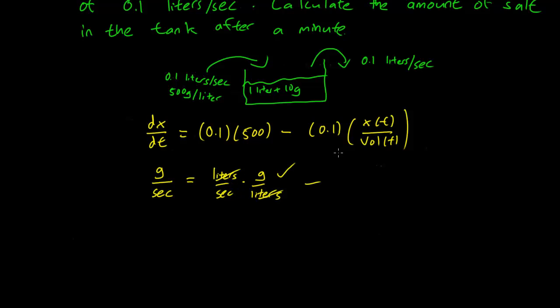That's correct. And this is 0.1, which is liters per second. x is in grams. The volume is in liters, of course. These cancel out, and we have grams per second for the second term as well. So indeed, our units check out, which means that this is a plausible differential equation. Before we move forward, let me erase this. Before we move forward, let's just talk about the volume a little bit.